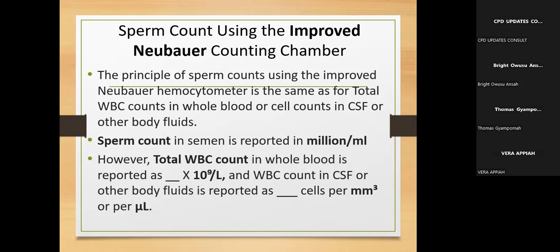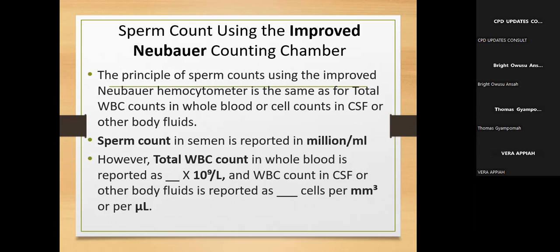All right. So what you're saying is that the principle of the sperm count for semen is the same as what you would have done for a WBC count in whole blood. Everything is the same, except that the diluting fluid, of course, will have to change. And of course, sperm count in semen is reported in million per ml, whether you're using the Makler or any other chamber. Sperm count is reported in million per ml.